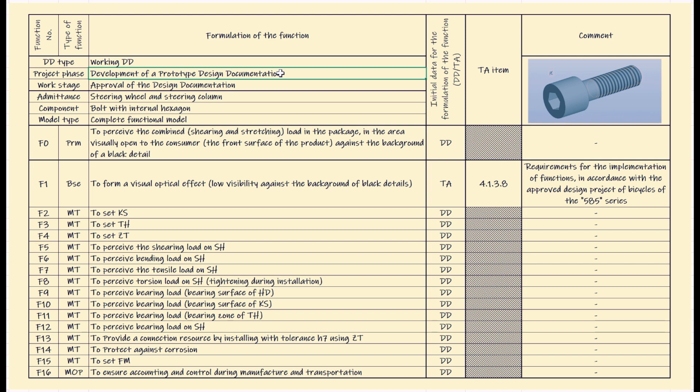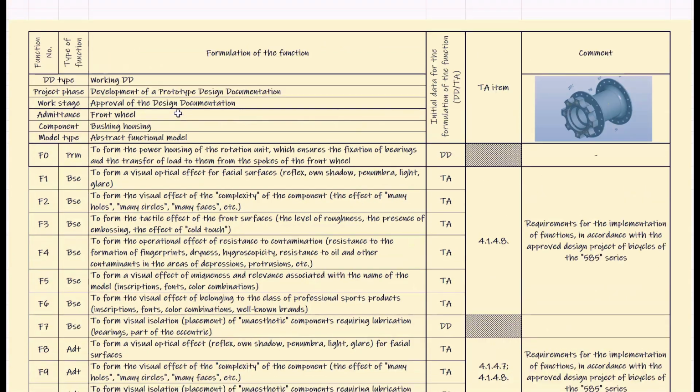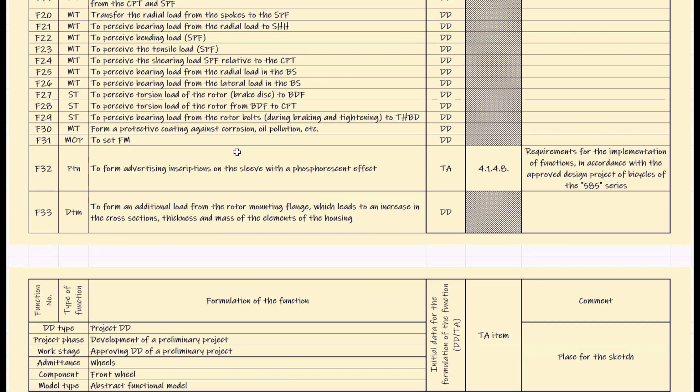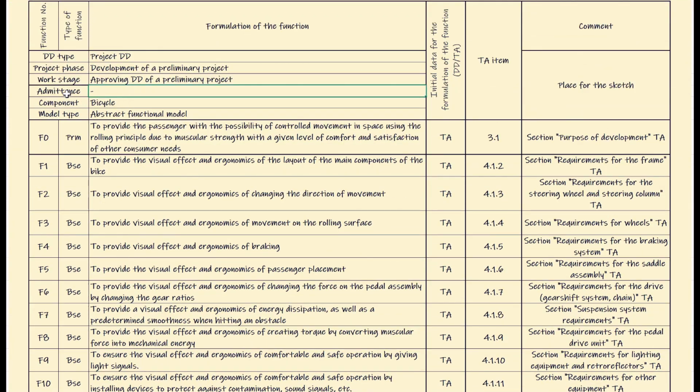For example, for a ball that is located in the handlebar, column is entered to this field. Front wheel is entered for the bushing. Bicycle is entered for the front wheel. For the upper level object of analysis, this field is not filled in. Regarding filling in the component and model type fields, I believe no comments are required.